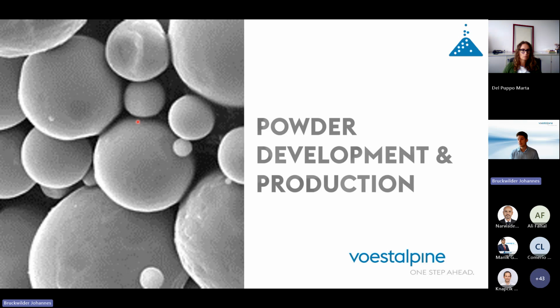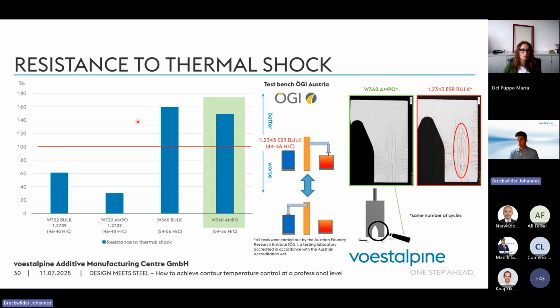If we are now turning to the material selection, here you see as a benchmark H11, so 1.2343. This was done at the Austrian Foundry Institute. And we checked here the resistance to thermal shock. Here you see the analysis.